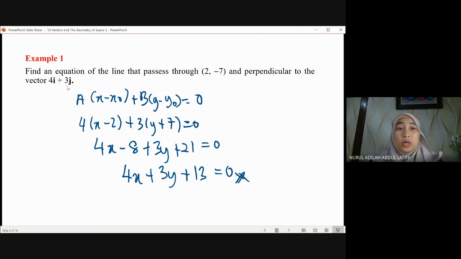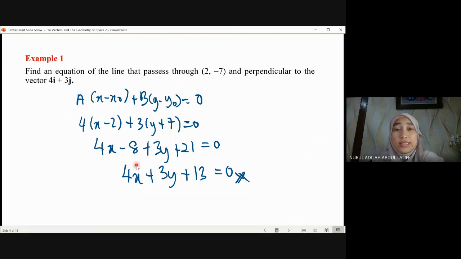Okay, so example 1. Find an equation of the line that passes through (2, -7) and is perpendicular to the vector 4i + 3j. So now just substitute into the equation of the line like the slides before. a(x - x0) + b(y - y0) = 0. Masuk je: 4(x - 2) + 3(y - (-7)) = 0. So you dapat semua ni, you get 4x + 3y + 13 = 0. So remember students, this is the equation of the line.